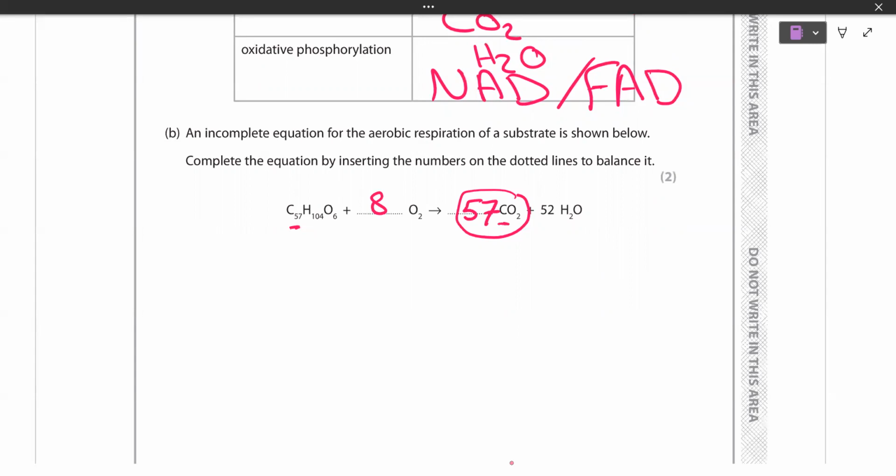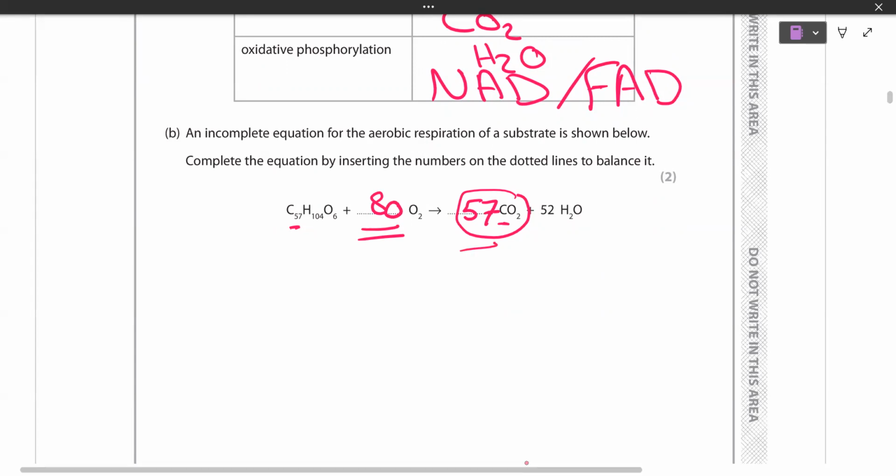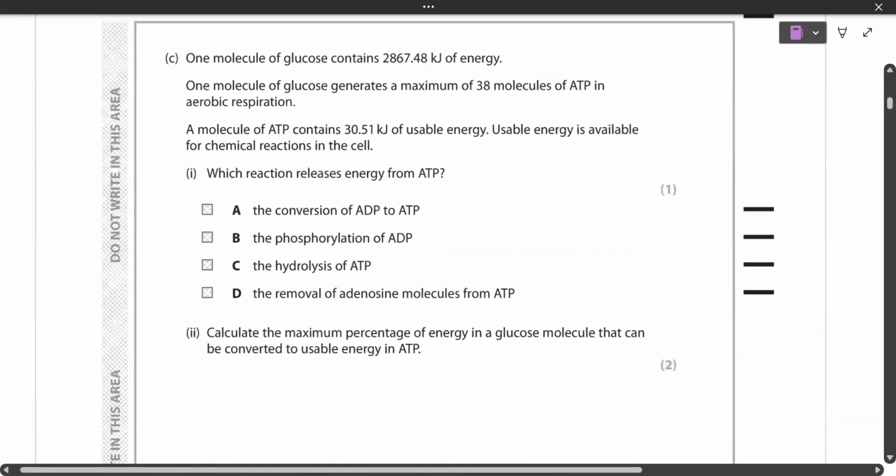The remaining number of oxygen here in order to balance is 80. So we counted the number of carbon, the number of oxygen, the number of hydrogen, and we found oxygen to be balanced, it should be 160 oxygen here in this part. So we wrote 80 because 80 times 2, the subscript in the molecular structure itself.